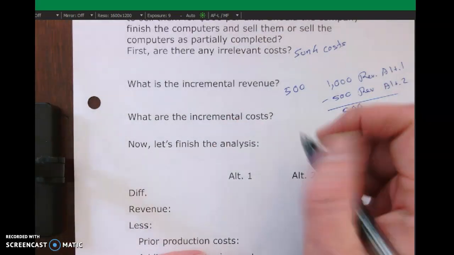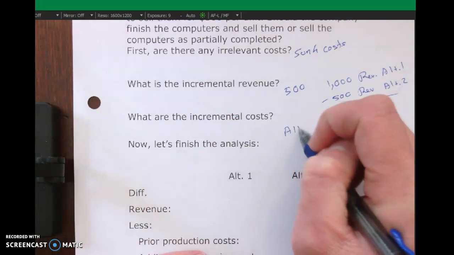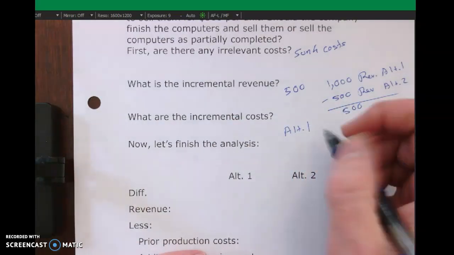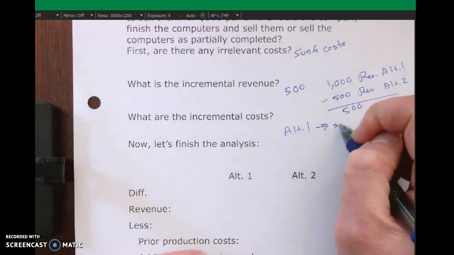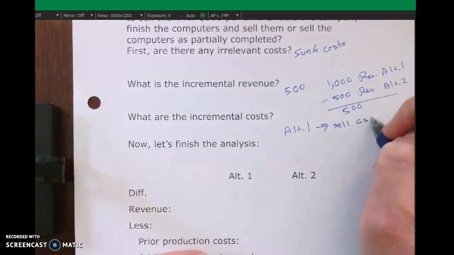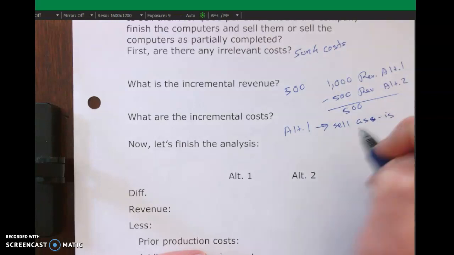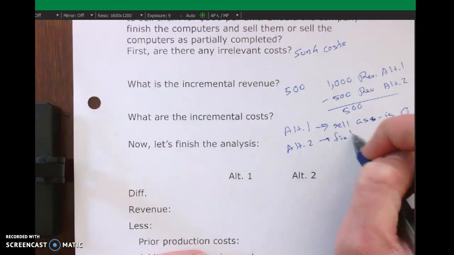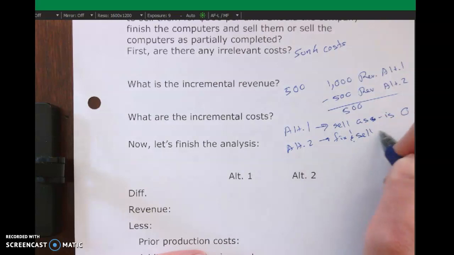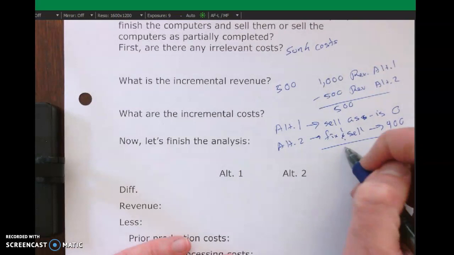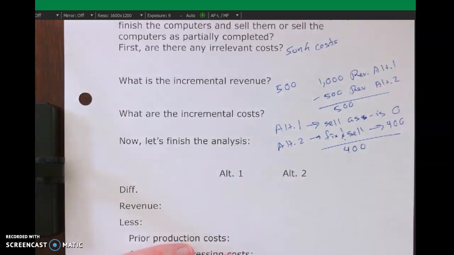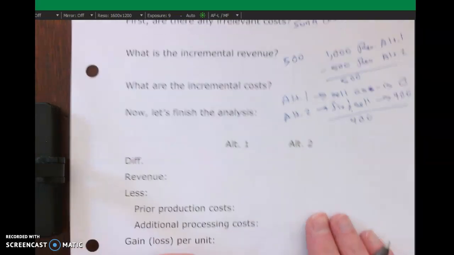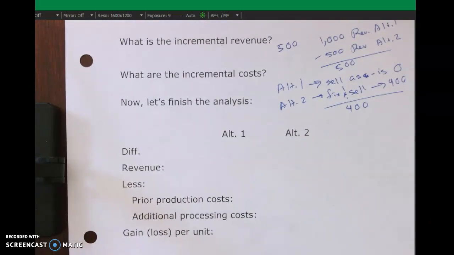Now let's look at the incremental cost. Alternative 1, which is to sell as is, has no additional cost. But alternative 2, to fix and sell, costs $400. So the incremental cost is $400. Now, to help us solve this problem, we can set up a table.